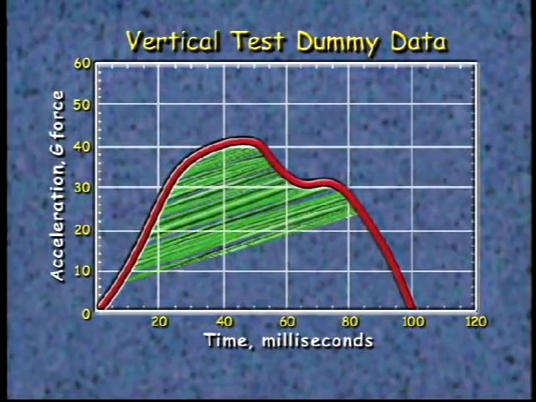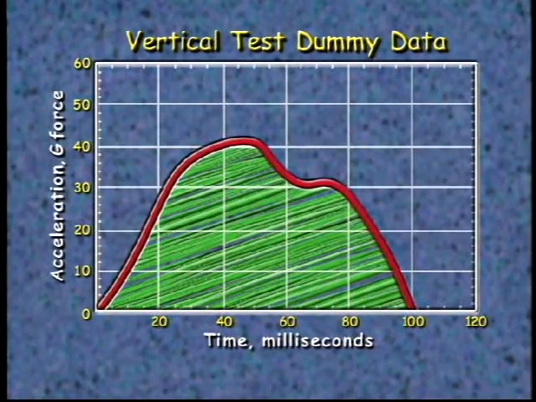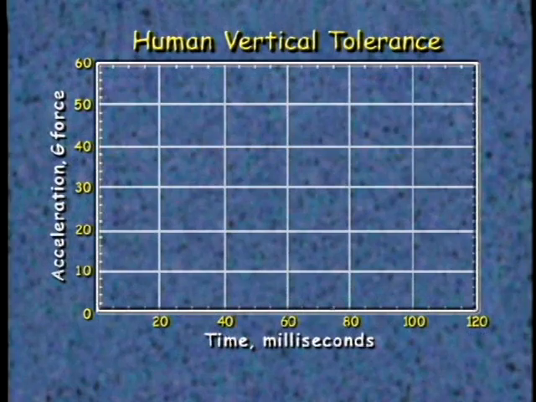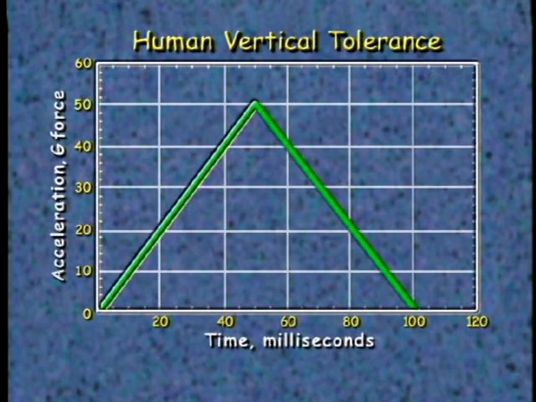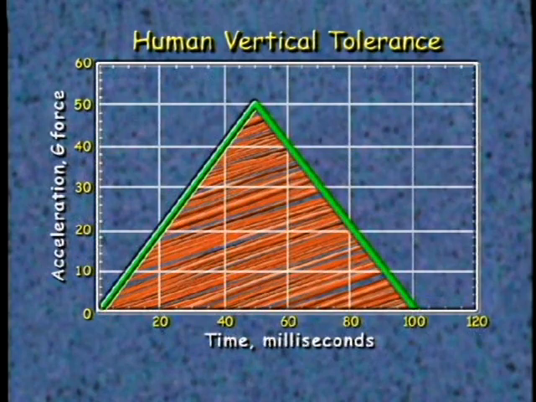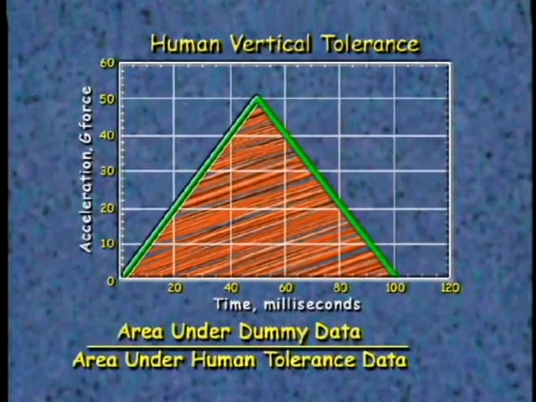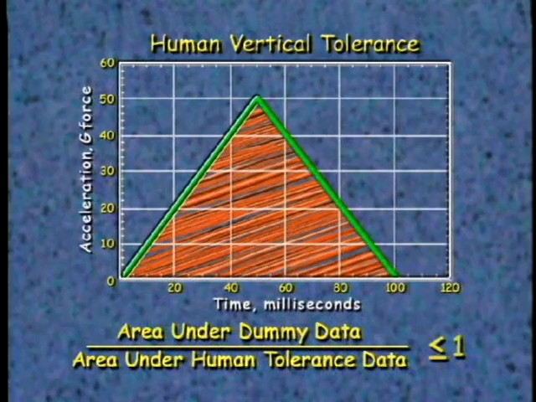Next, we calculated the area under the curve and compared it to a human tolerance graph. This graph shows the maximum energy or G-force a human can tolerate over a specific time. The plot goes from 0G to 50G and back to 0G in a very short amount of time. The shaded area within the triangle is the amount of energy a human can tolerate in 100 milliseconds. Next, we set up a ratio. By comparing the shaded area under the dummy data to the shaded area under the human tolerance data, we can determine if the passengers survived. We want this ratio to be less than or equal to 1 if passengers are to survive.